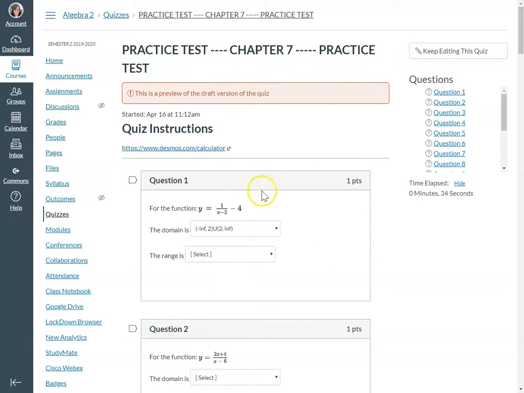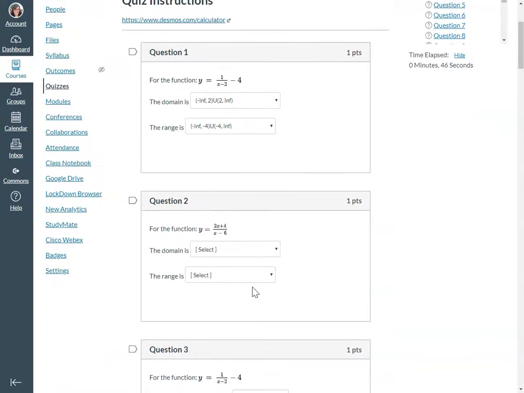The range is my number at the end of the equation, so the negative 4. So I want negative infinity unioned with negative 4 to infinity.